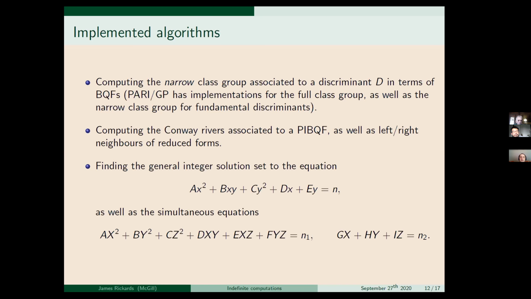And another thing that was useful when I did the quaternionic stuff was finding general integer solutions to a 2-variable quadratic equation. If you want to solve this equation, there are actually finitely many families of solutions that you can describe explicitly. So having a method that does this automatically for you is implemented. I will note that in GP, if D equals E equals 0 and N is a prime, there's a method to find one solution. But sometimes you want to find all the solutions, and oftentimes N might not be prime. So yeah.